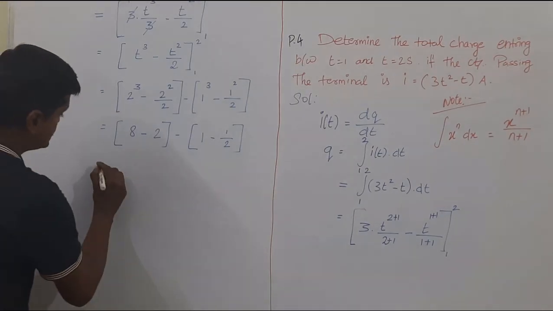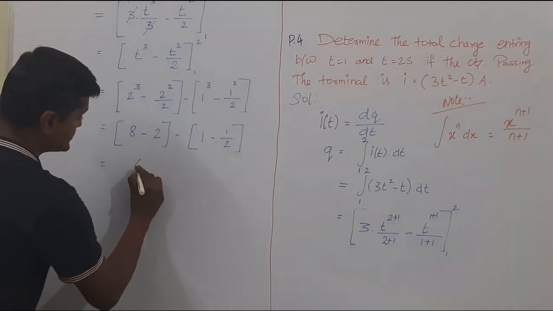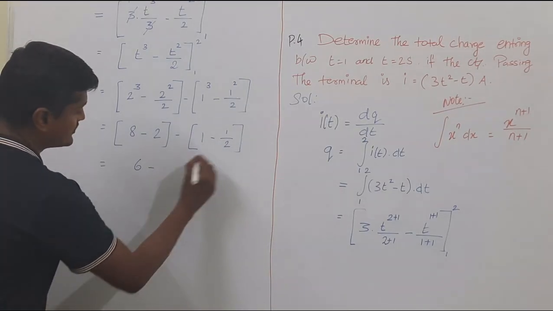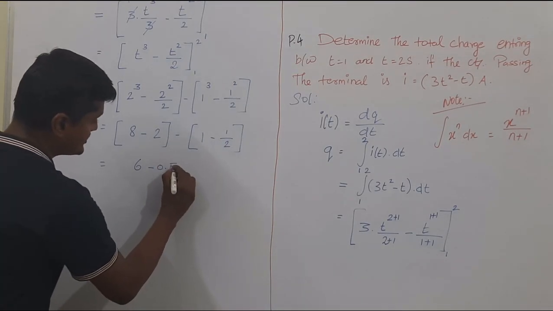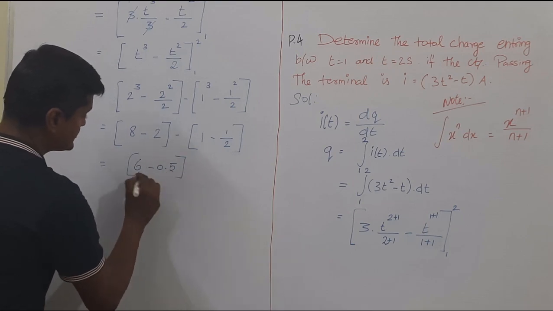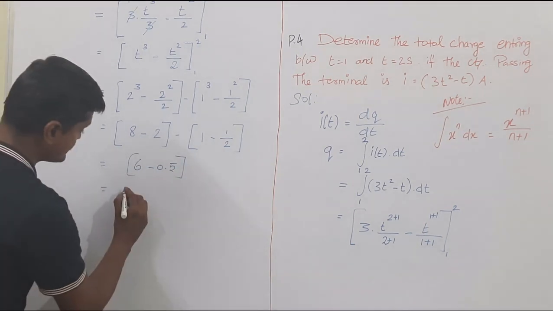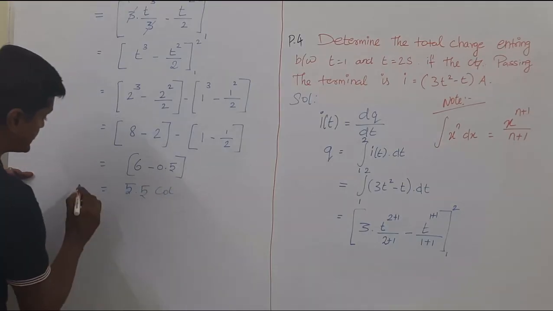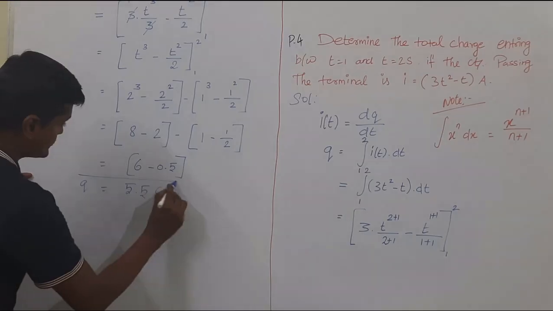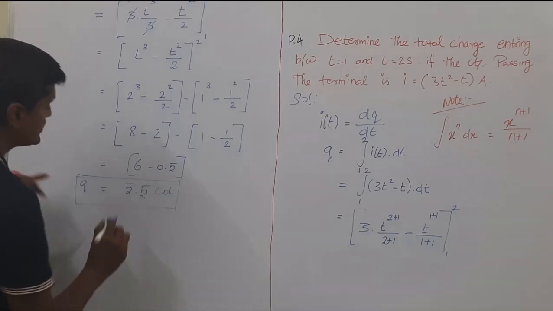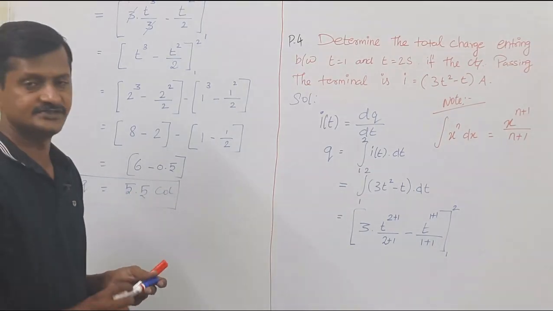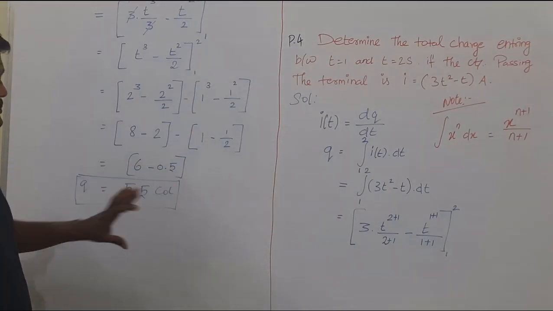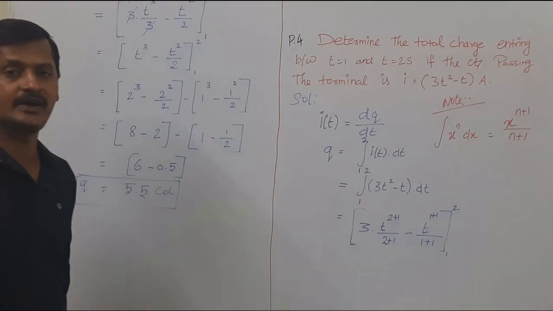So what is the value? 8 minus 2 is 6, minus the lower limit term 1 minus half, that is 0.5. So the value is 5.5 coulombs. What is that? Charge. So charge is equal to 5.5 coulombs. This is the answer for this question. For the time 1 to 2, this is the method, and the charge is 5.5 coulombs.